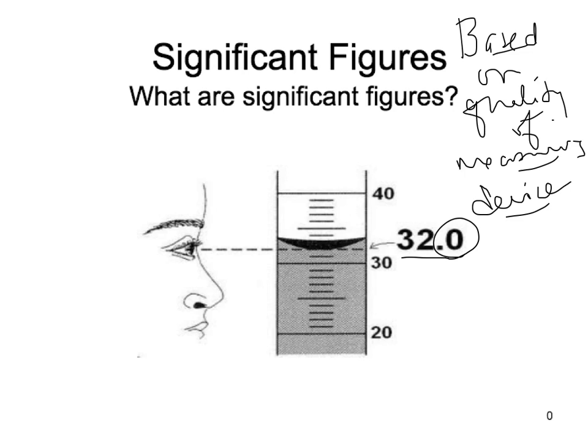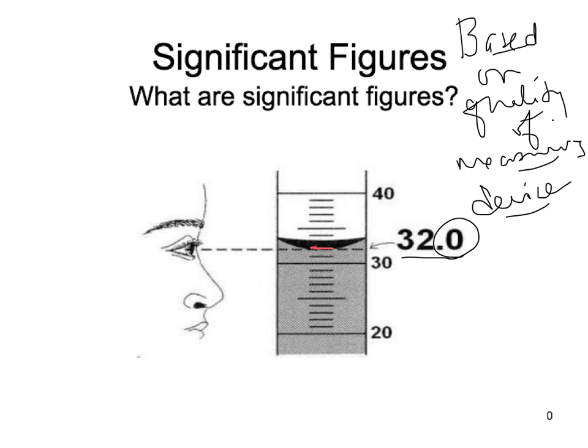And that bottom of the meniscus, she's reading or he's reading at 32.0. Now, why is that 0.0 important? It's important because it tells us the quality of that measuring device. It's telling us, look, all these marks are here, and the person reading it thinks that that mark is falling exactly right on that 32.0.